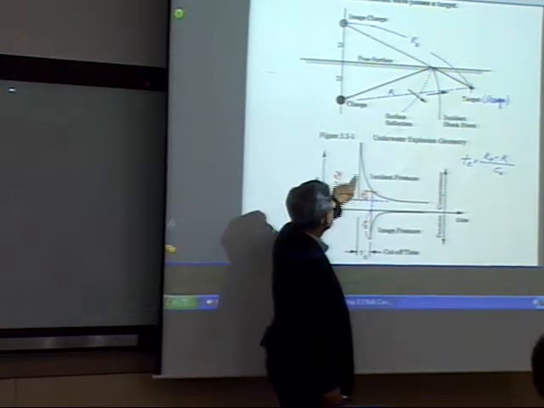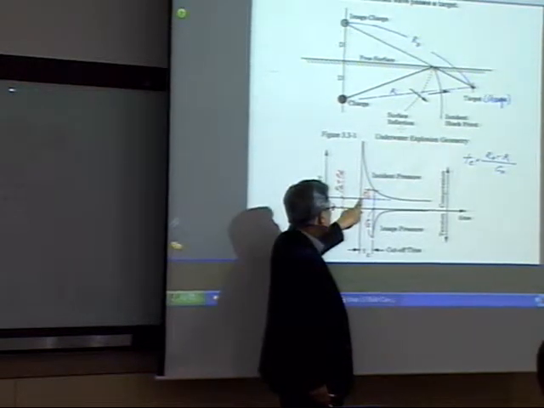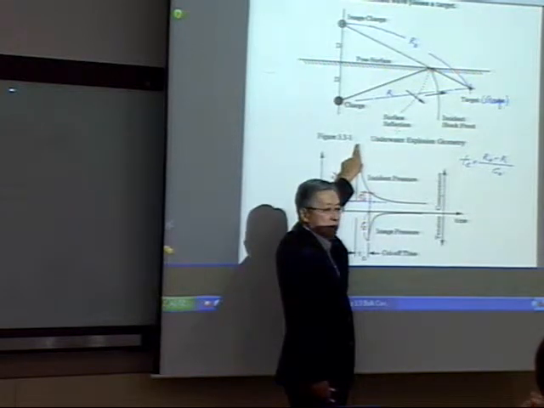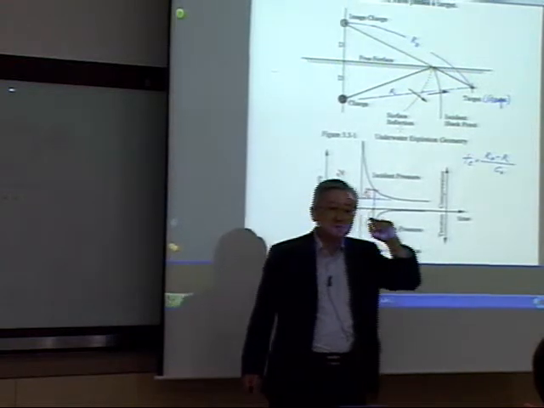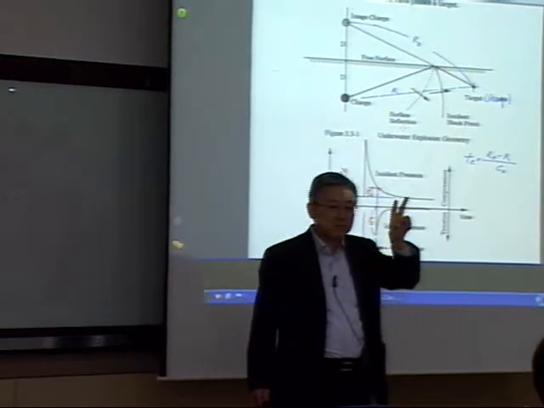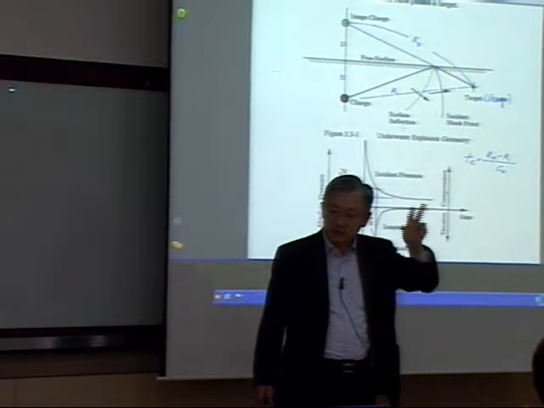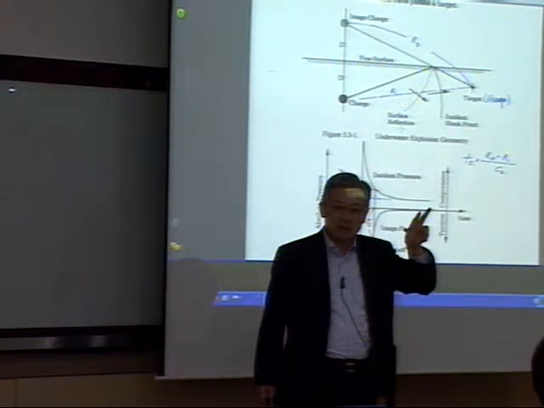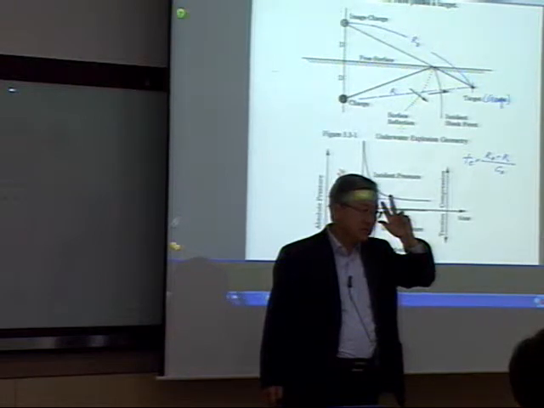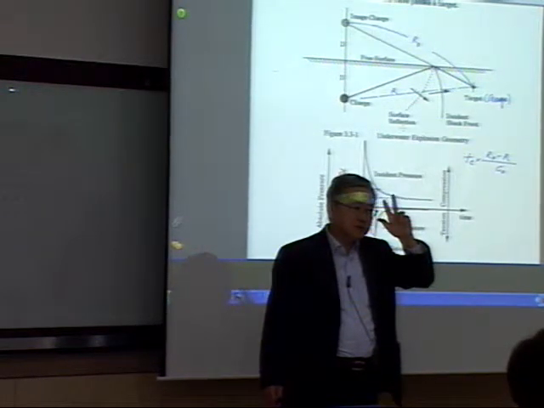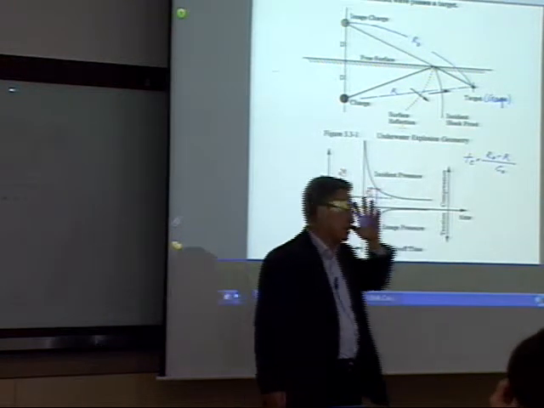From here to here is P max. From here to here, P max, dynamic pressure. P max is a function of two parameters. What? W and R. Remember that? You don't have to memorize. I'll give you all the equations, but you have to visualize it.